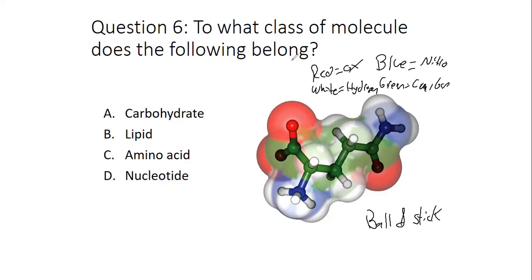All right. So what we're looking at here is an amino acid. Looks like the majority of us got that as well. So remember what I told you for amino acids. Always look for a nitrogen connected to a carbon connected to a carboxylic acid. And that's what's being shown right here.